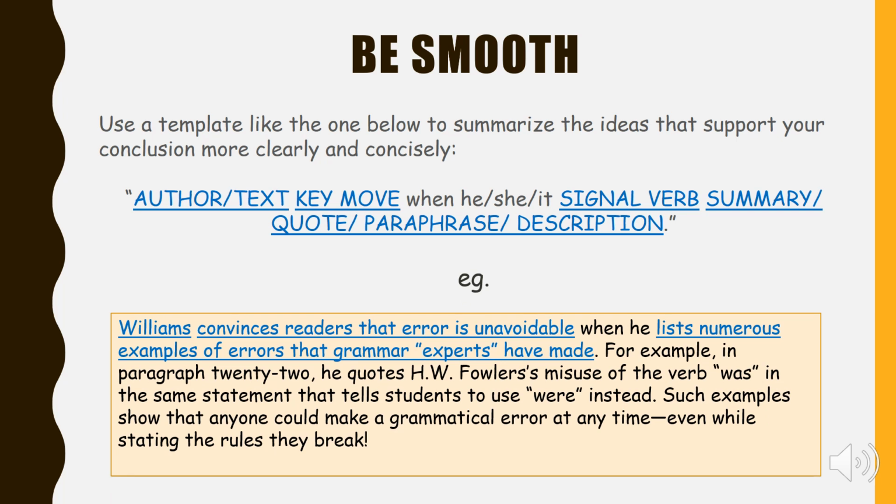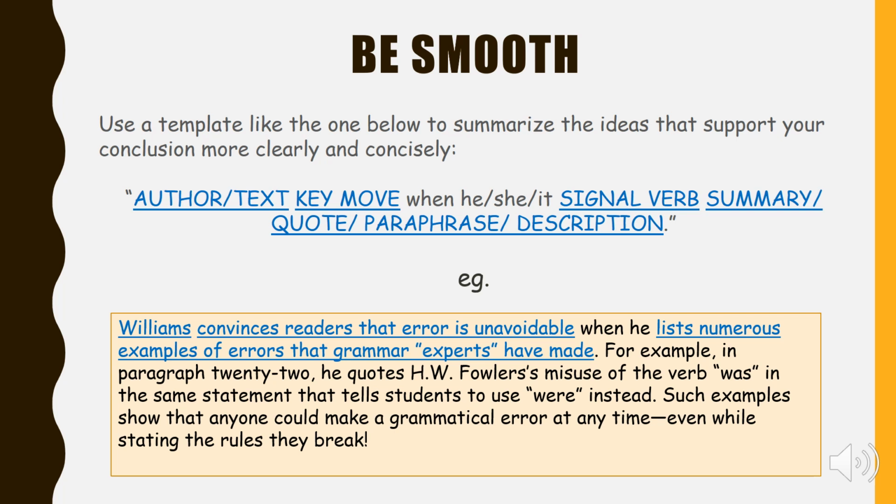So here's a sample body paragraph that focuses on one specific thing Joseph Williams did that helped persuade me to believe and to act on his thesis. Notice how I start the paragraph with a debatable statement about the quality of Williams' writing that is supported by a specific piece of evidence from the text. Williams convinces readers that error is unavoidable. That's his key move, when he lists numerous examples of errors that grammar experts have made.